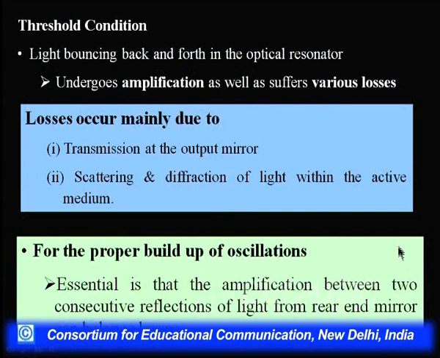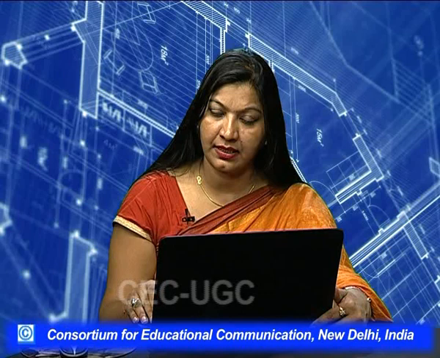Now what is the threshold condition to get the amplification? Light bouncing back and forth in the optical resonator undergoes amplification as well as suffers various losses. Amplification takes place and the losses also take place in the cavity. The losses occur mainly due to transmission at the output mirror, and second, the scattering and diffraction of the light within the active medium. For the proper build-up of oscillations, it is essential that the amplification between two consecutive reflections of light from the rear mirror can balance the losses so that amplification can take place.